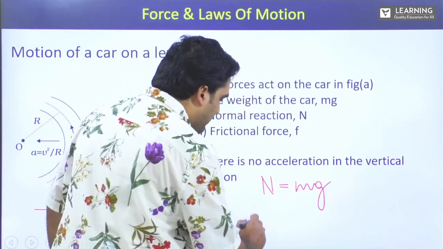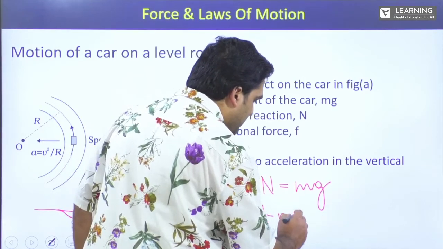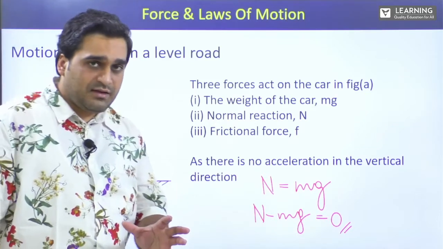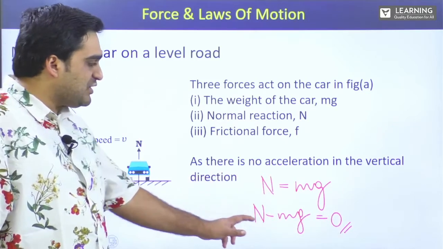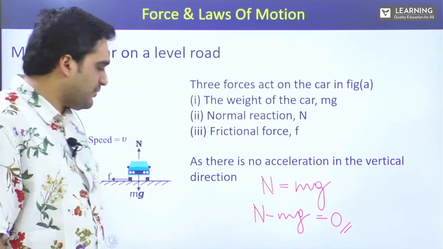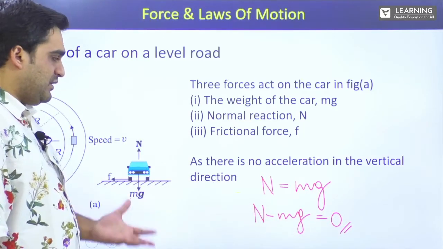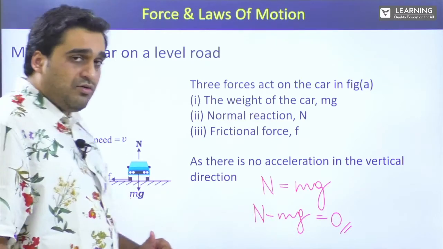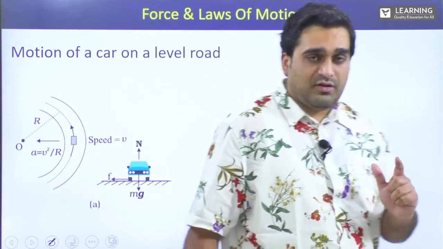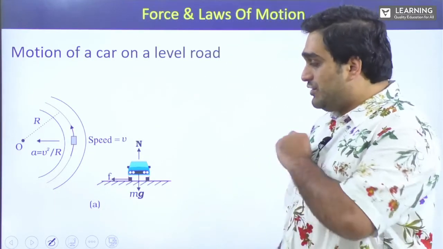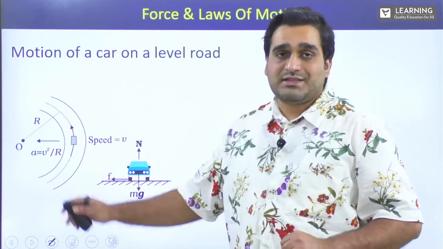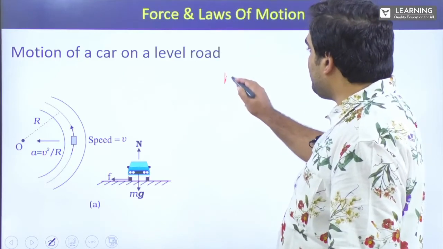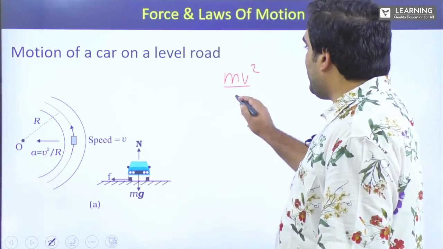When taken the difference between the two, which is N minus mg, it is equal to 0. So the net force acting in the vertical direction is 0. Right, so we have identified the net force acting in the vertical direction. Now let us try to identify the force that is acting inwards. That force that is acting inwards is the centripetal force, which is given by mv squared by r.